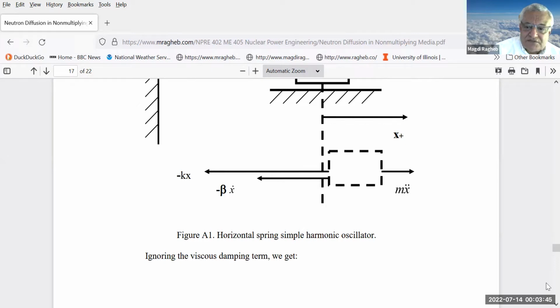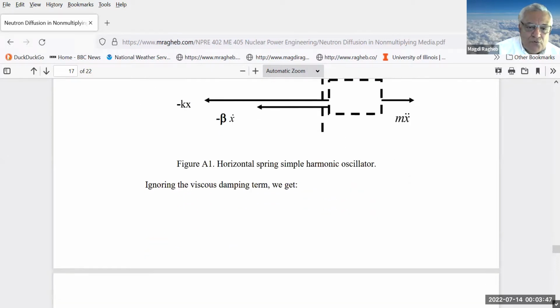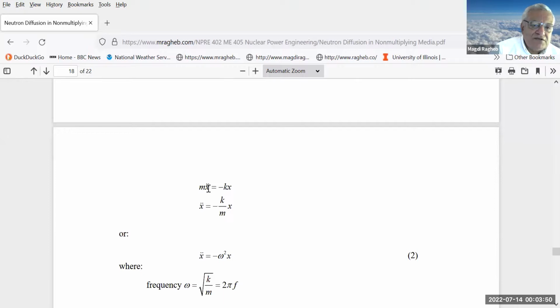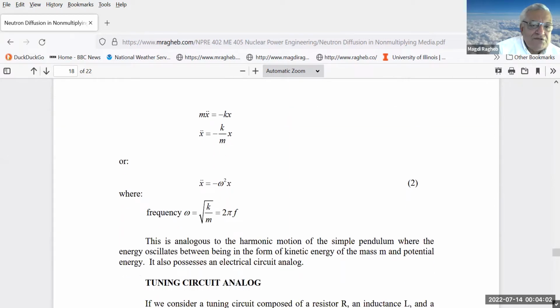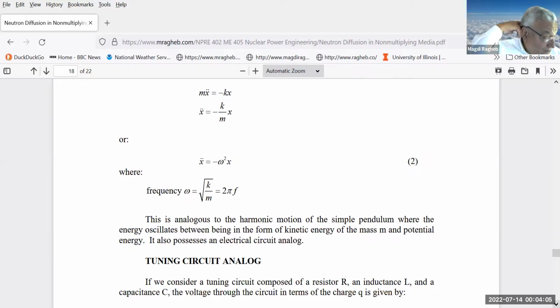So that term is dropped from the differential equation, and in that case, m x double dot is equal to minus kx, and x double dot is equal to minus k over m times x. And we know that in that case, the solution to that equation comes from mathematical physics, as I'll show you in a moment: x double dot is equal to minus omega square x, where omega square is k over m, the spring constant, stiffness constant, divided by the small m.